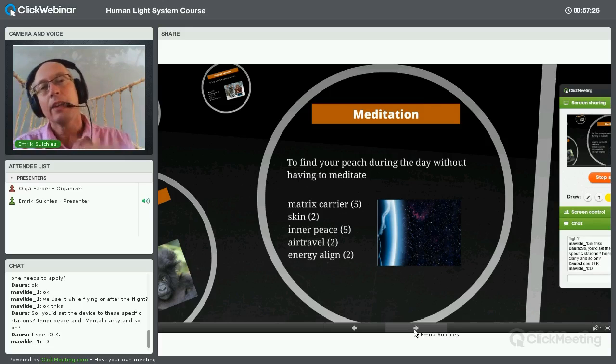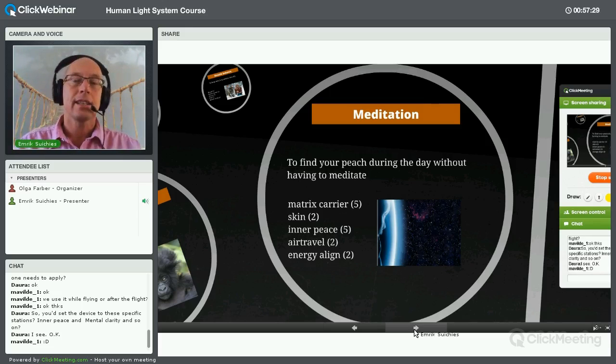I had a colleague of mine who was an MD, and he was having a lot of problems with meditation. And he said, I just use those frequencies in the morning, and then I've done my meditation. So he used matrix carrier, which is connected tissue. He used skin. Skin is your biggest tool in feeling. And when you adjust the frequency of your skin, you are very sensitive. We use inner peace, air travel, and energy align.